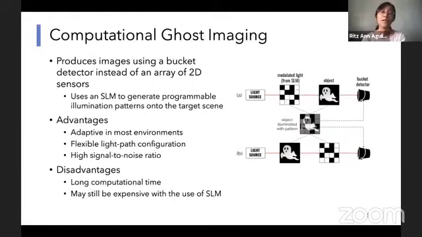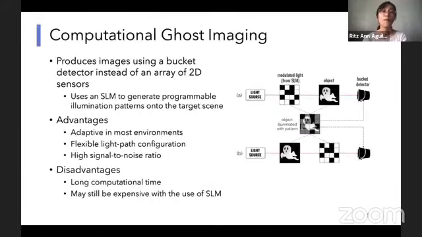But the disadvantage of this one over the conventional imaging, which uses detector arrays, is that it has a very long computational time, since it only uses a single pixel detector. But again, you can have several image retrieval algorithms, for example, compressive sensing, to reduce this computational time. And most of the time, it's still expensive because of the use of SLM. But actually, you can build one which is very cheap depending on the components that you're going to use.